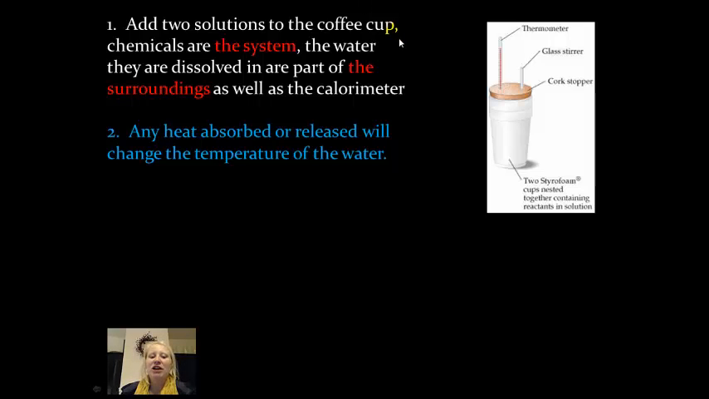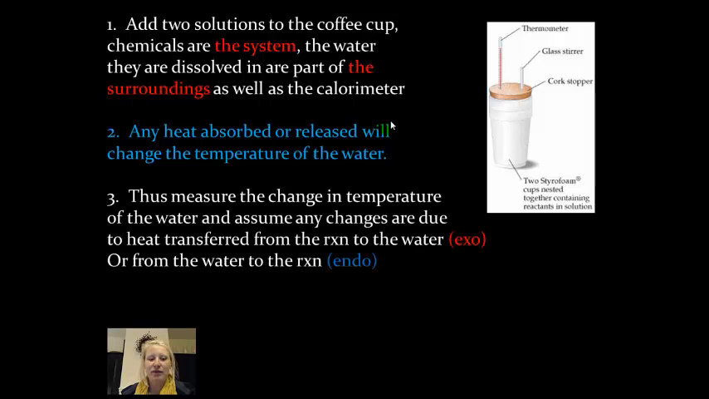Any heat that is generated or absorbed by the system, by the chemicals, will change the temperature of the water. So if the chemicals release heat, the temperature of the water will go up. And if the chemicals absorb heat, the temperature of the water will go down. So what you're going to do is measure the change in temperature of the water from the start, before you combine the chemicals, to the finish, after the reaction is complete. And the change in temperature of the water is due to any heat being transferred from the reaction to the water. So if it's exothermic, the reaction is going to release energy to the water, or if it's endothermic, from the water to the reactants.